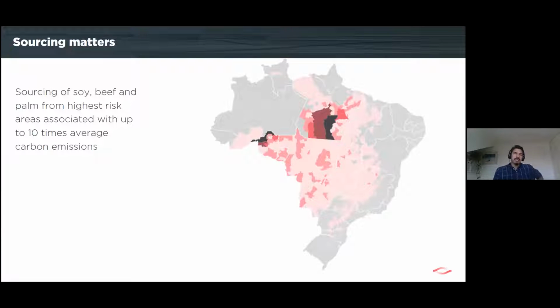One of the main messages is that sourcing patterns really matter. It really depends on where the companies are actually sourcing from. We see here, for example, that sourcing of soy, beef, and palm oil from high risk areas can associate it with up to 10 times average carbon emissions, which means they source from the deforestation frontiers, and because of the deforestation, there are more carbon emissions. So they are more exposed to risks.